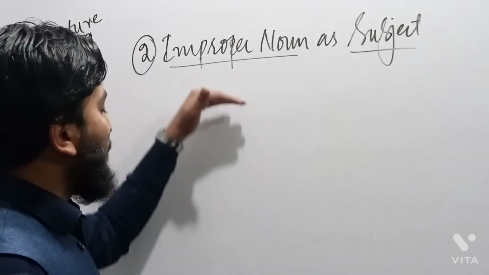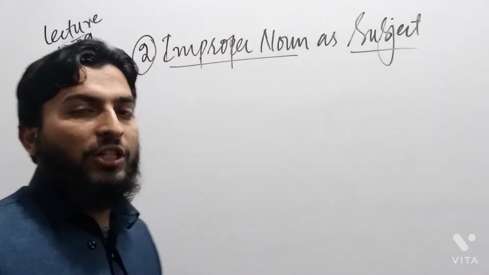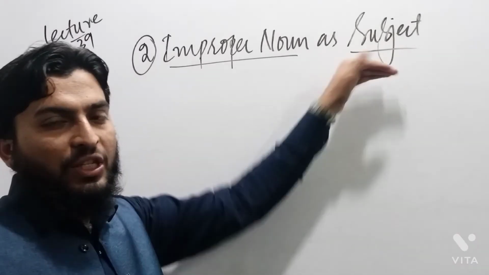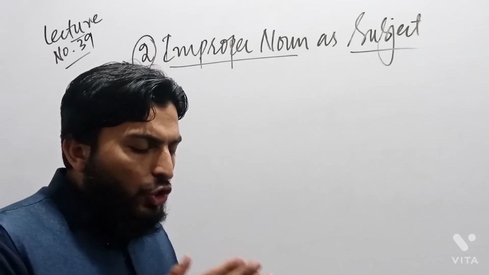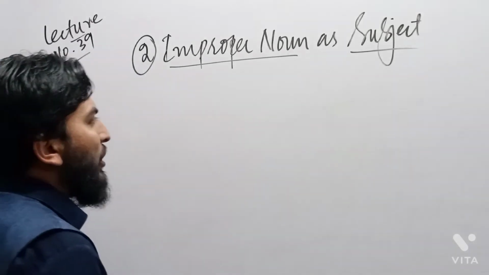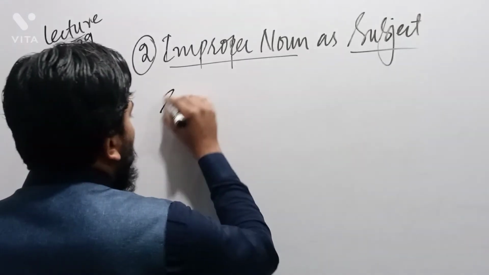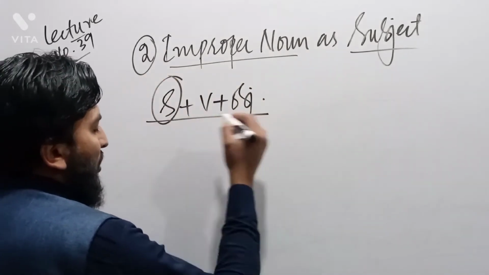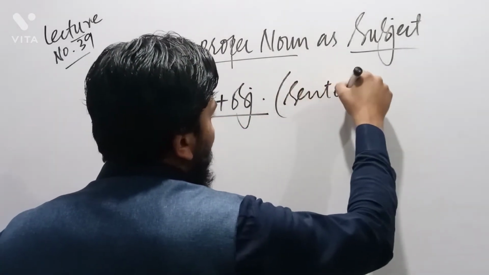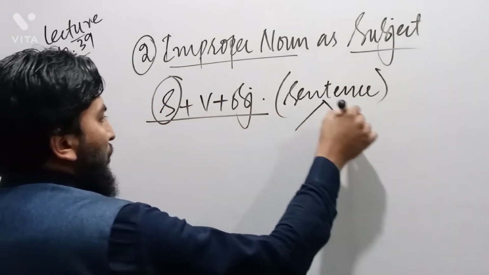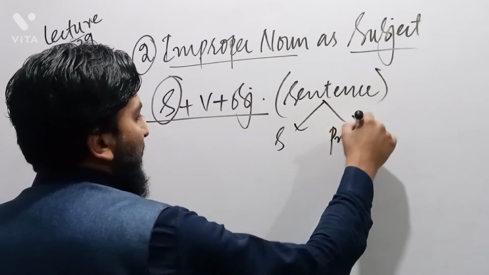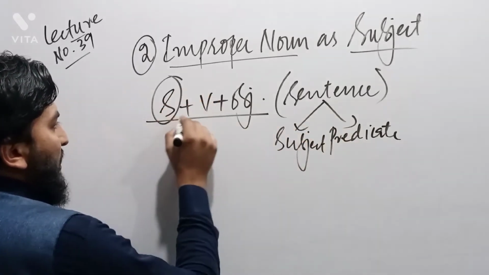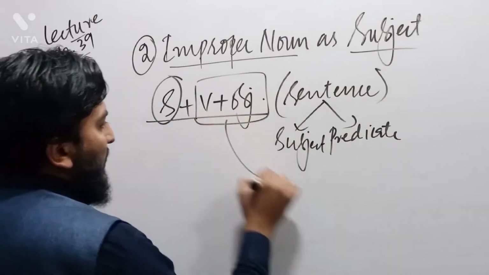Like this, we understand that an improper noun is used in general, not in particular, while subject is that part of the sentence about which the predicate is written. So it is clear that when I talk about improper noun as subject, we understand that a sentence has subject plus verb plus object. This is the structure of a sentence. So we understand that this sentence contains two parts. One is subject, one is predicate. This is subject, while verb plus object, this part is called predicate.